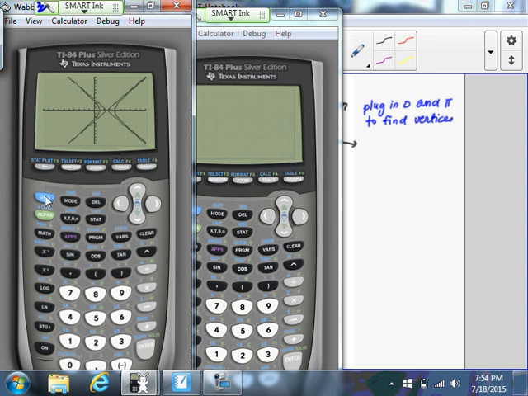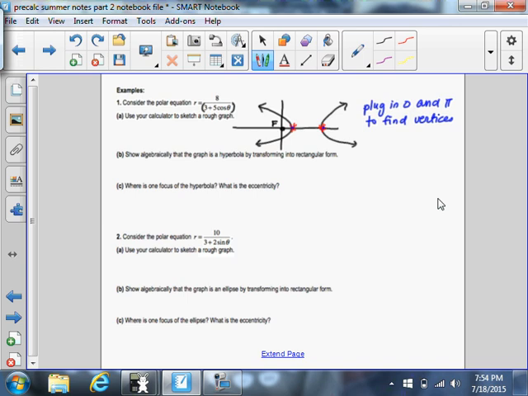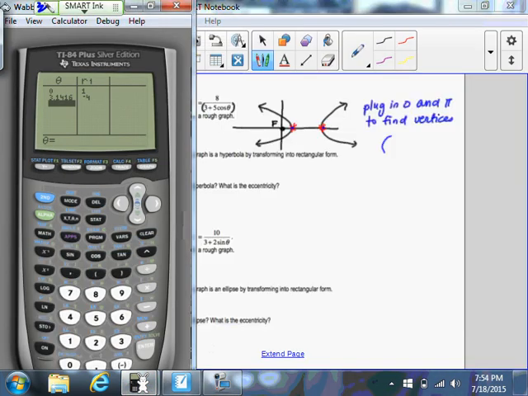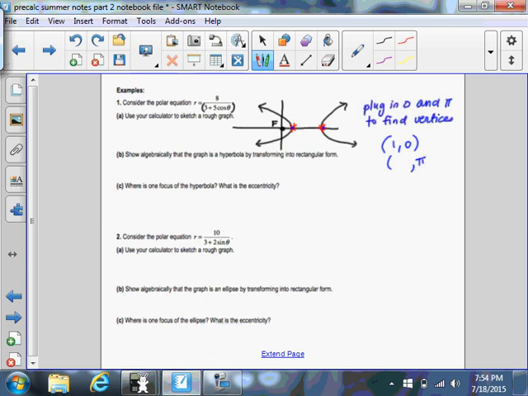So what we're going to do is go to second table, and put in some different values. You guys have already changed yours, so you can put in whatever values you want. I'm going to go to independent ask, like we did the other day, so I can put in whatever values. I want to put in 0, so I get the point r comma theta, 1 comma 0. And then I want to put in pi. When I do that, I get pi comma negative 4. So I want to say 1 comma 0 and pi comma negative 4.